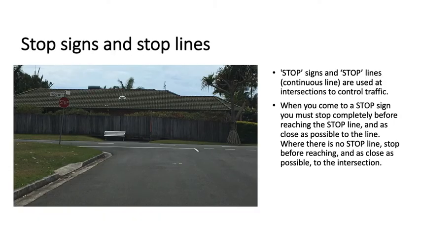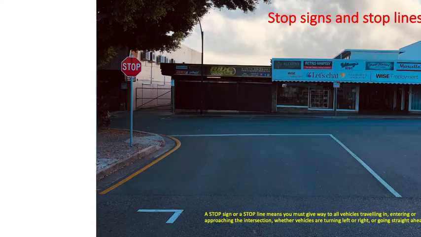The stop sign. Stop signs and stop lines, continuous line, are used at intersections to control traffic. When you come to a stop sign, you must stop completely before reaching the stop line and as close as possible to the line. Where there is no stop line, stop before reaching and as close as possible to the intersection. A stop sign or a stop line means you must give way to all vehicles travelling in, entering, or approaching the intersection, where the vehicles are turning left or right or going straight ahead.